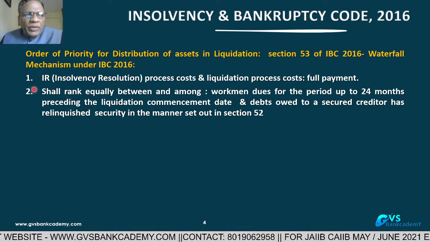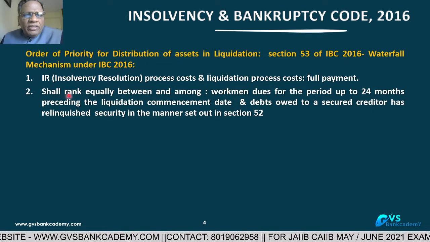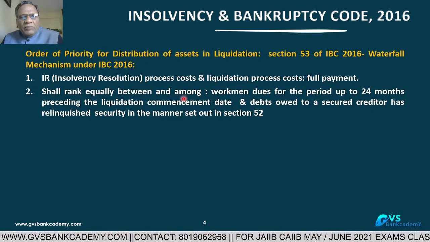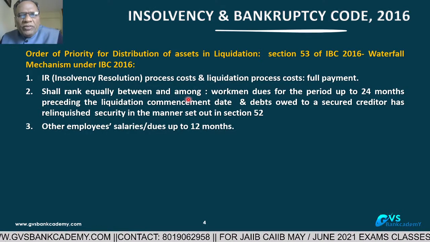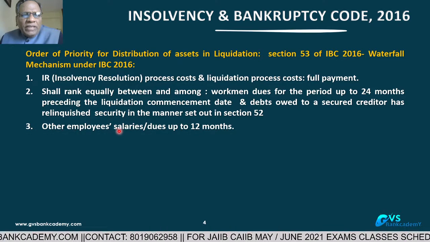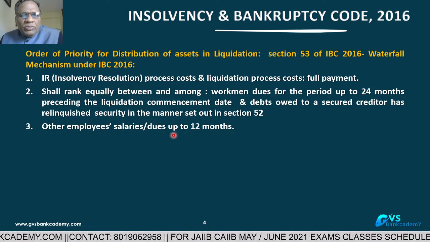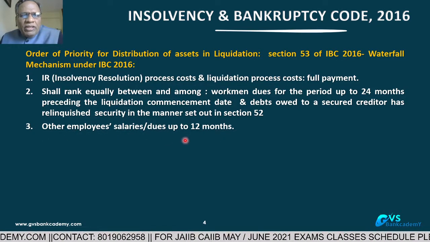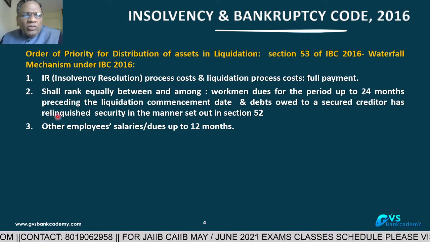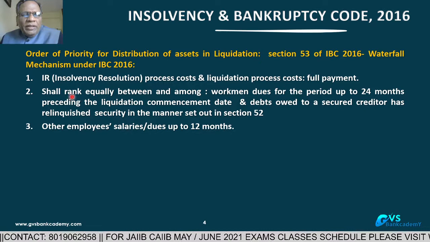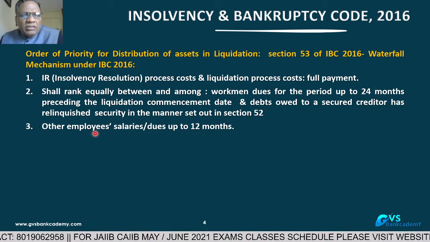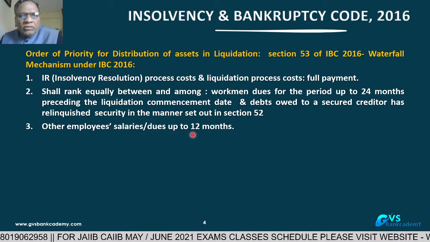After the second point, any surplus available for distribution will go to the third stage: other employee salaries and other employee dues up to 12 months. When this arises, after distribution of the liquidation amount under point number 2, any surplus will come to point number 3, that is other employee salaries and dues.